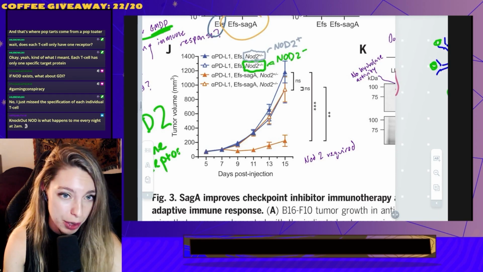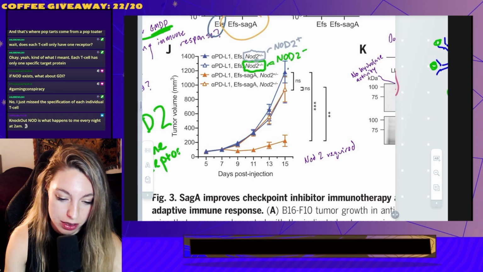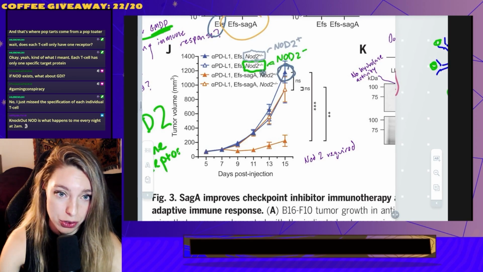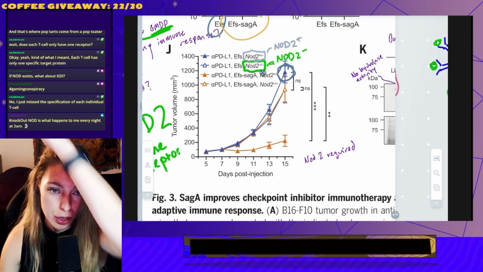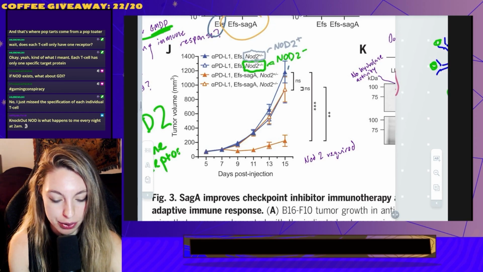And they've done this experiment before, with mice that express NOD2, and you can see that the tumors grow out. Tumors are not well controlled. The tumor growth curve shoots up. Then what they do is they take E. faecalis plus anti-PD-L1, and they do the experiment.